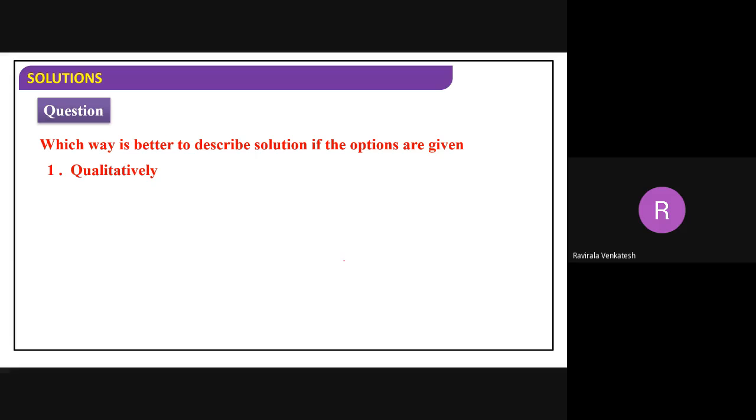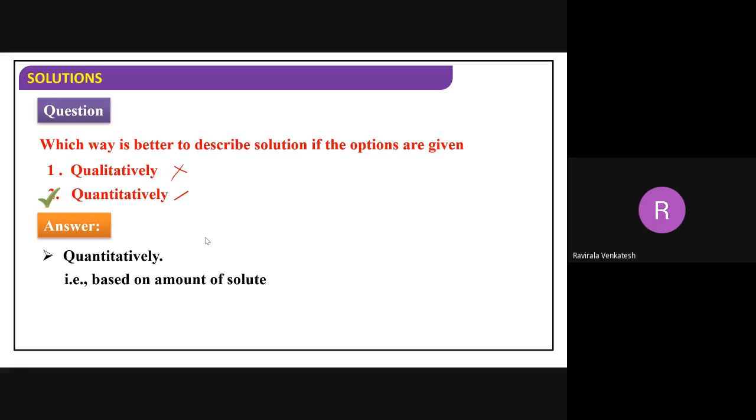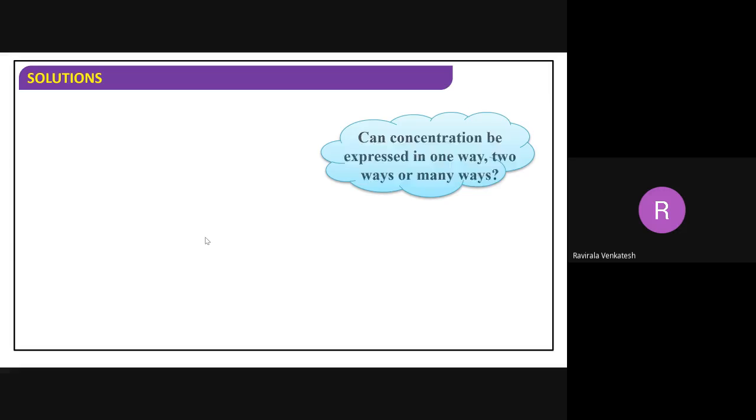Which way is better to describe a solution, if the options are given? Quantitatively. Qualitatively, we can't explain that. Qualitative is nothing but what we are adding here. What we are adding, how much we are adding, that is quantity. Quantity is how much we are adding. So quantity definitely explains the solution. It describes the solution actually.